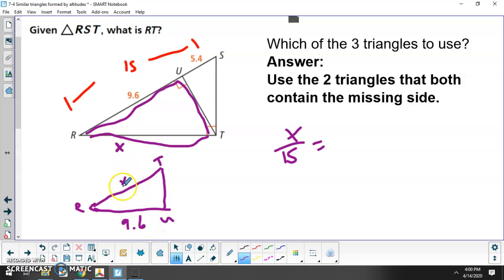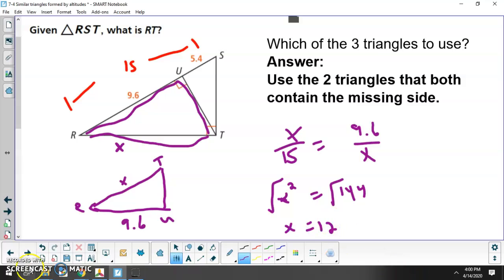we're going to compare the bases. Now we went from the small to the big. So we're going to do 9.6, which is the small base, and the big base is X. All right, so now look, we can do the geometric mean again. Okay, multiply the diagonals, we get X squared, X times X, and 15 times 9.6, which is a big number. All right, 144. All right, and hopefully you know the square root of 144 is just equal to 12. All right, so that's it for that one.